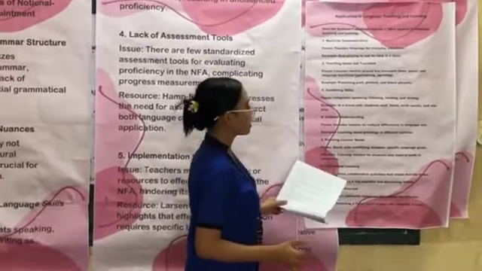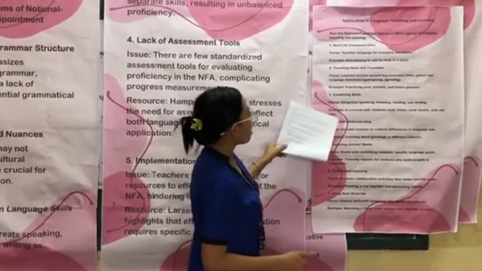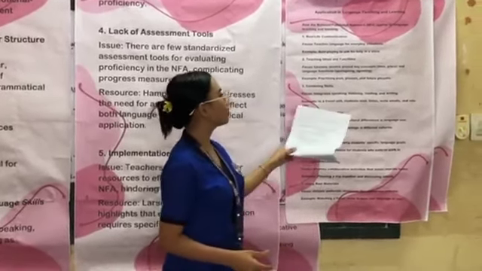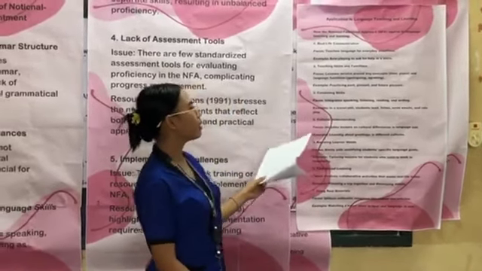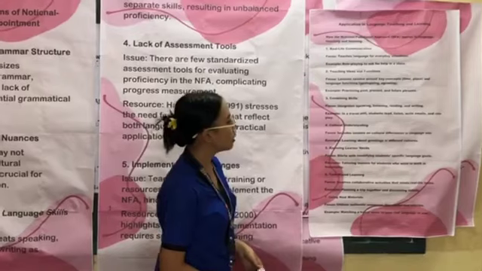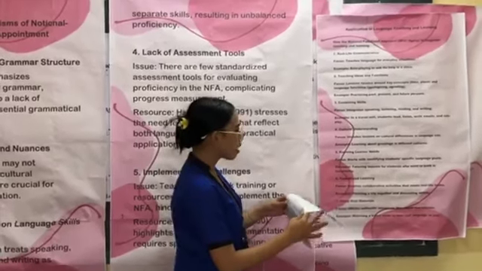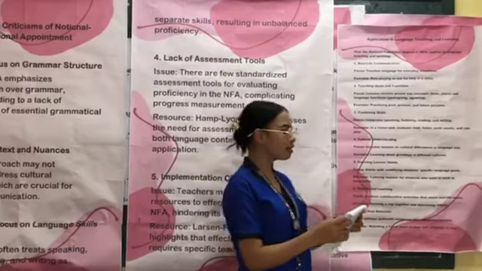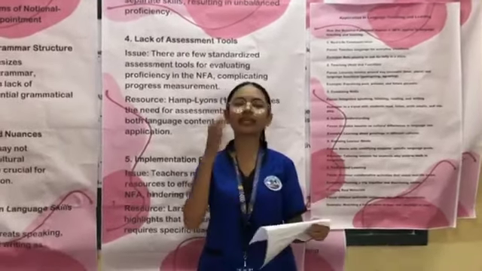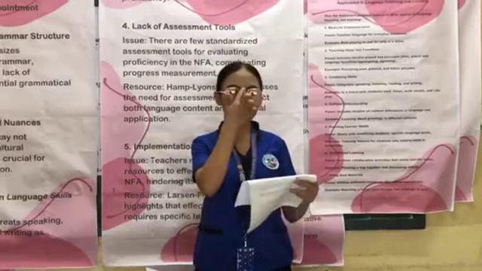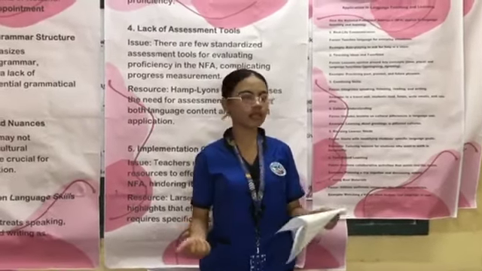Third is combining skills. What is the focus? Integrate speaking, listening, reading, and writing. What is the example? In a travel unit, students read, listen, write emails, and role play. The NFA, or the notional functional approach, encourages teachers to combine speaking, listening, reading, and writing in lessons. This way, students learn to use language in a more complete way.